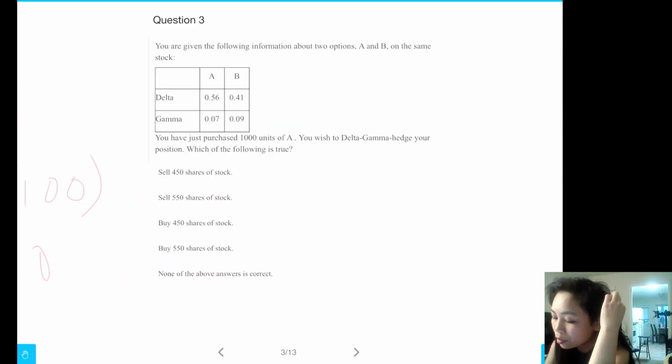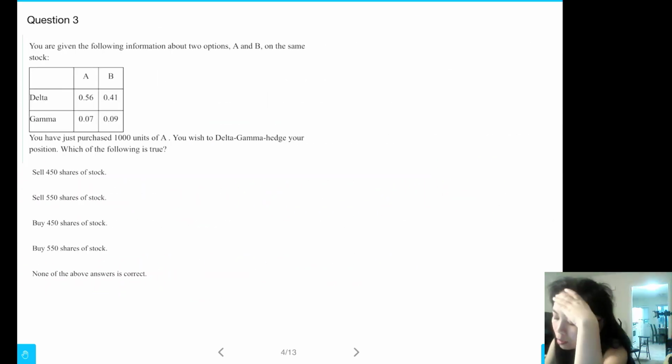Alright, question 3. This question is similar to the first question. You are given the following information about two options A and B on the same stock: delta and gamma. You have just purchased 1,000 units of option A, and you wish to delta gamma hedge your position. Which of the following is true? The same thing as the first problem, right?